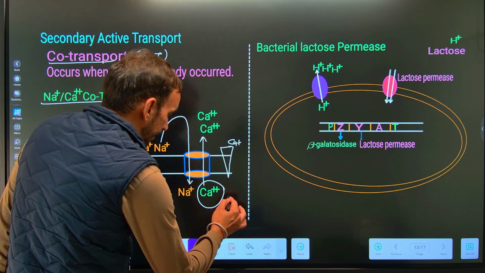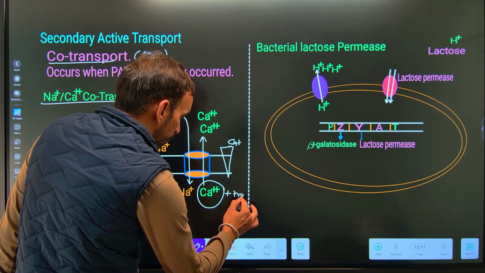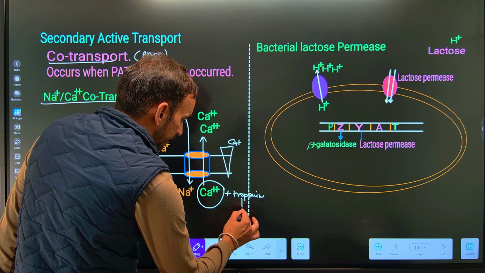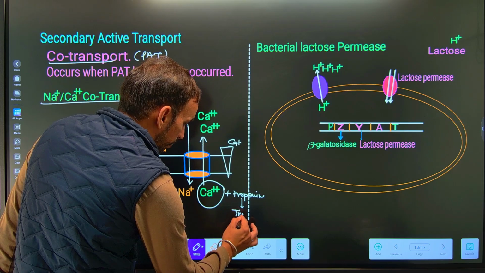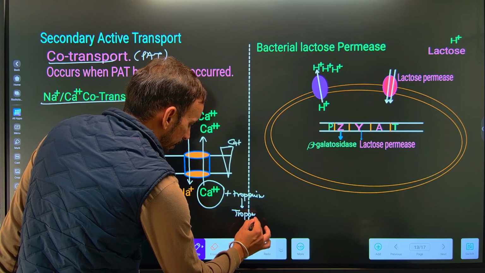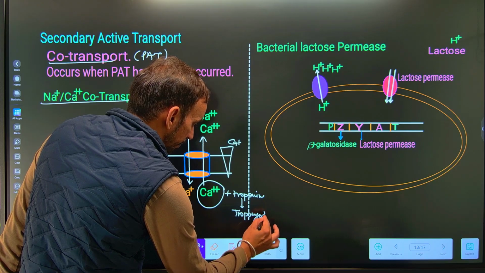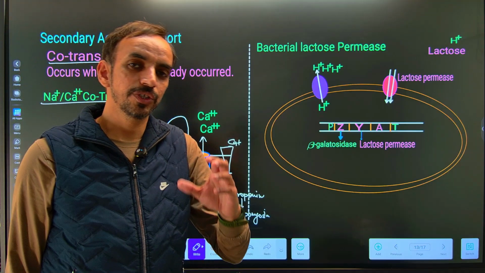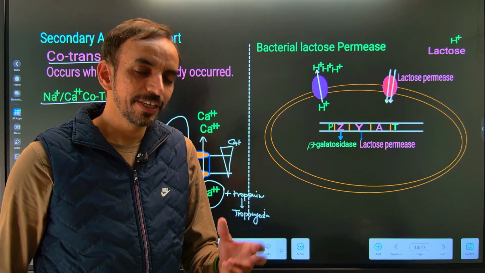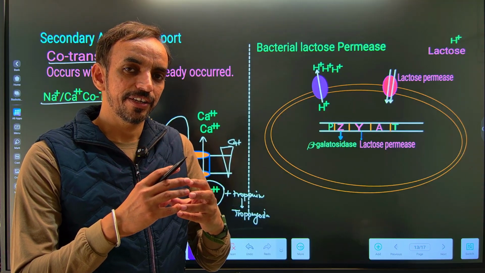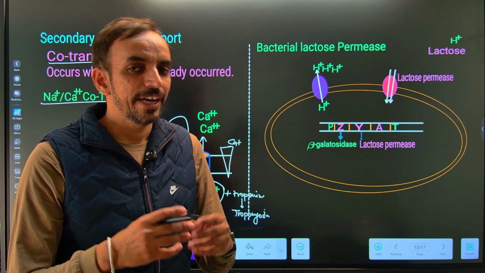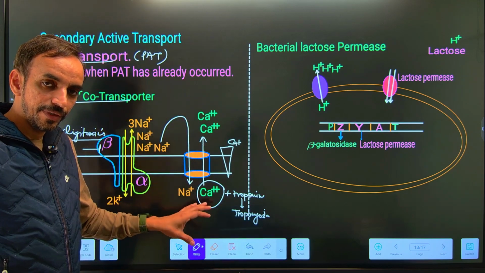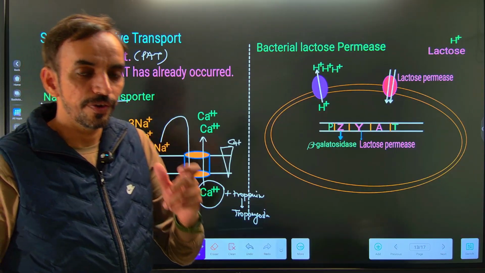Within the cell it will interact with the troponin. ट्रोपोनिन मेक्स कन्फर्मेशनल चेंज इन द ट्रोपोमायोसिन, जो आगे अपन पढ़ेंगे मसल कॉन्ट्रैक्शन में. Then the tropomyosin will get removed from the myosin binding site on the actin filament. The myosin and actin can now interact with each other and there is a muscle contraction. So the calcium, if it remains within the cell, the muscles will remain in the contracted form.